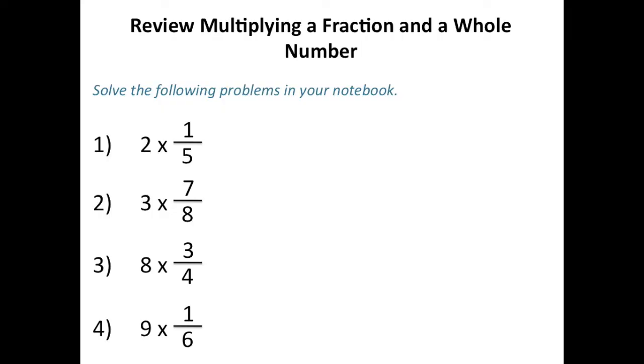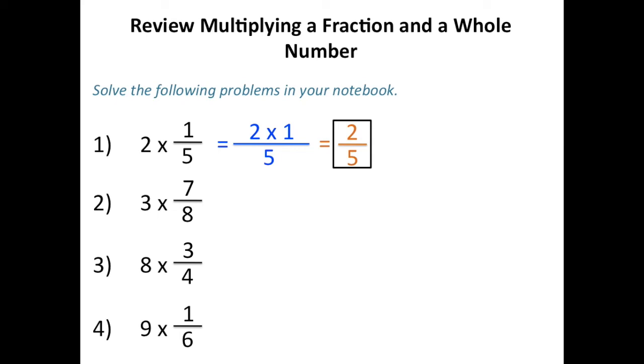Two times 1/5 means that I have 2 one-fifths. So I'm going to multiply the numerator, 2 times 1, and keep 5 in my denominator. Remember, this means I have 2 one-fifths, so it makes sense that when I solve it, I have 2/5.